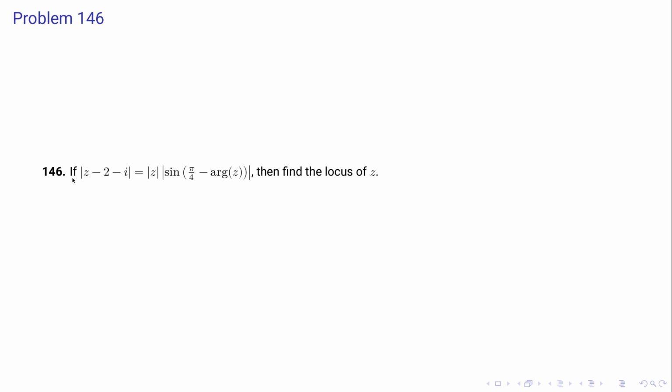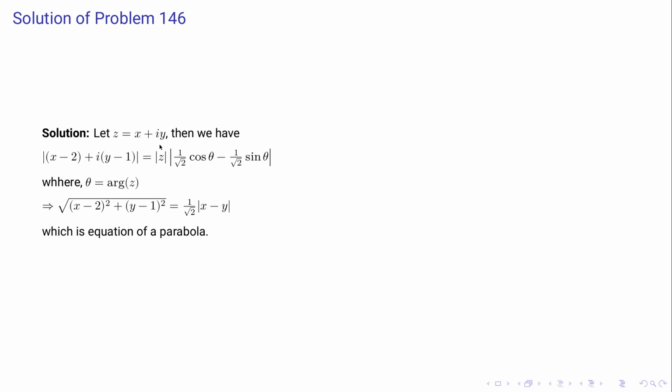Problem 146 says that if mod of z minus 2 minus i is equal to mod of z into mod of sine of pi by 4 minus argument of z, then find the locus of z. So we take z is equal to x plus iy. So we will have on left hand side mod of x minus 2 plus i(y minus 1).